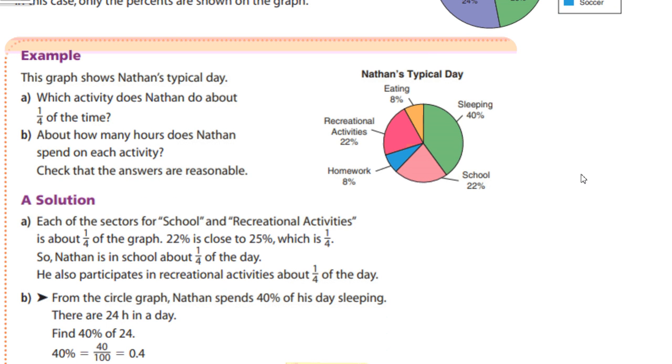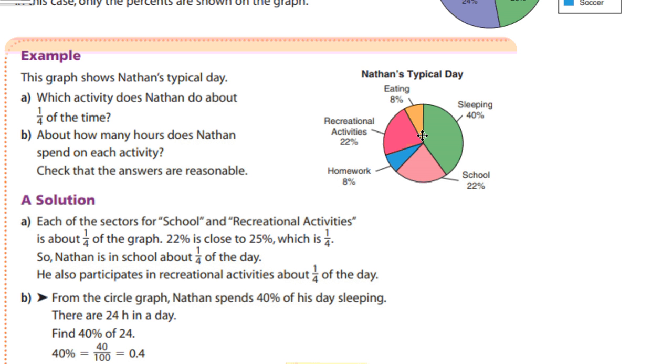So our example, this graph shows Nathan's typical day. And so let's take a moment and just take a look at the graph itself. So it has that title, Nathan's typical day. He spends 40% of it sleeping, 22% at school, 8% doing homework, 22% doing recreational activities, and 8% of it eating. The first question asks us, which activity does Nathan do about a quarter of the time?